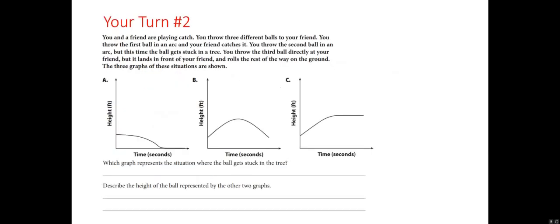All right, your turn number 2. You and your friend are playing catch. You throw 3 different balls to your friend. You throw the first ball at an arc to your friend and your friend catches it. Awesome. So this is the first situation. You throw the second ball in an arc, but this time the ball gets stuck in a tree. That's the second thing that happens. Now you throw the third ball directly at your friend, but it lands in front of your friend and rolls the rest of the way to the ground. That's the third situation.